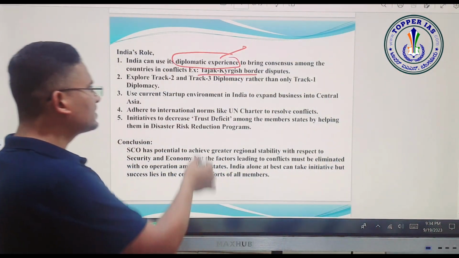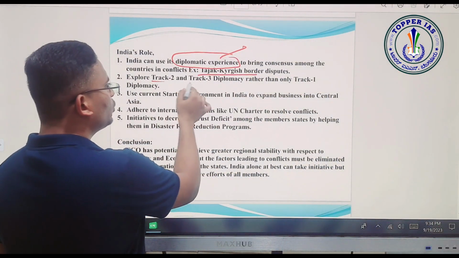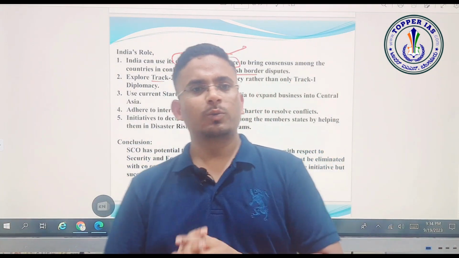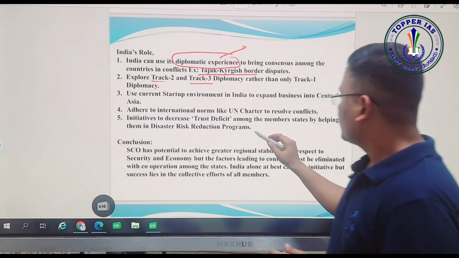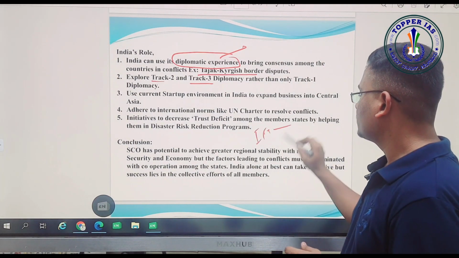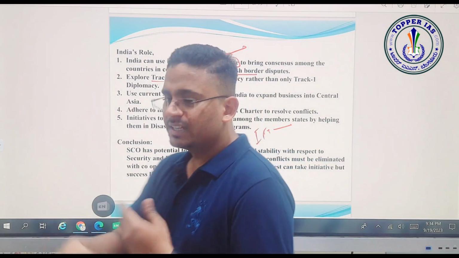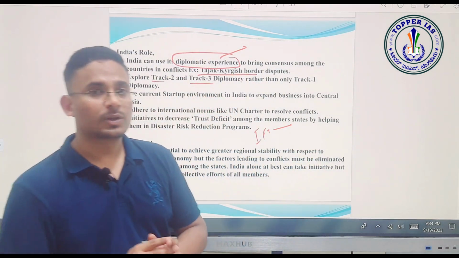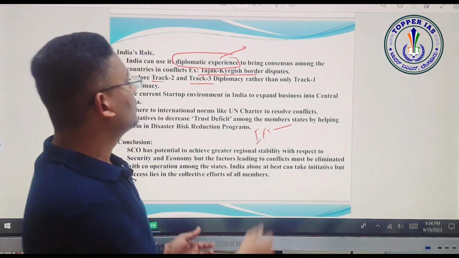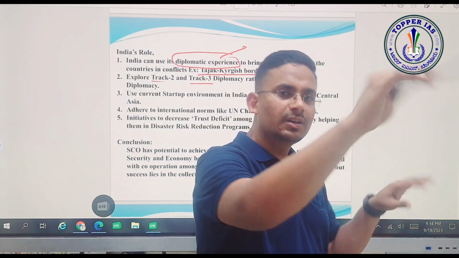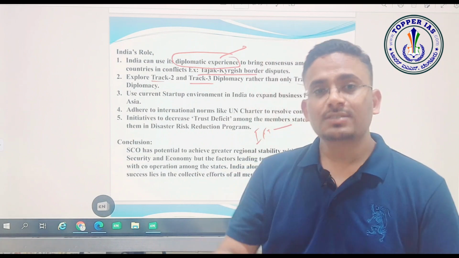Next, India can extend its track 2 and track 3 diplomacy. Right now we are sending our IFS officers, and IFS officers of other countries will come, sit, and discuss the problems. That is what is happening. We call it track 1 diplomacy.